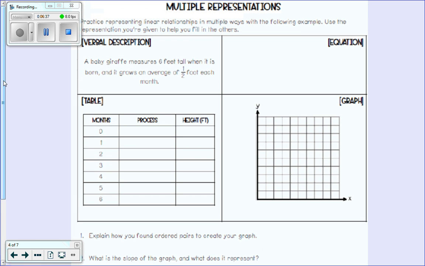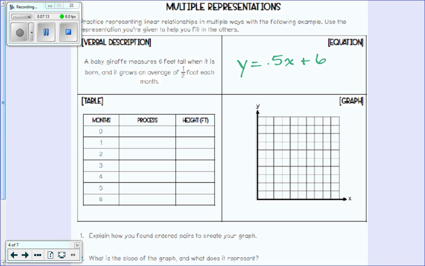So our situation is a baby giraffe measures 6 feet tall when it is born. It grows an average of 1/2 foot each month. And then you can start really anywhere, but from situation to equation, let's do that. What could our equation be in slope-intercept form? Y equals... Good. We're good? All right.